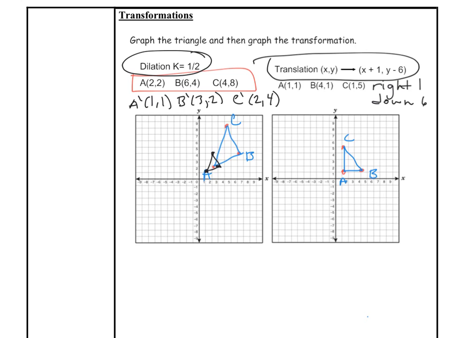So A ends up right about there, B should be right there, and then C, go right 1, down 6. So this time, my shape didn't change at all, it just did a slide. So I'll connect those dots and make my new shape. So there we go, we went right 1 and down 6, which with each point, there's my new shape.